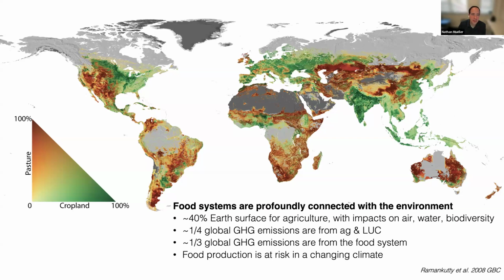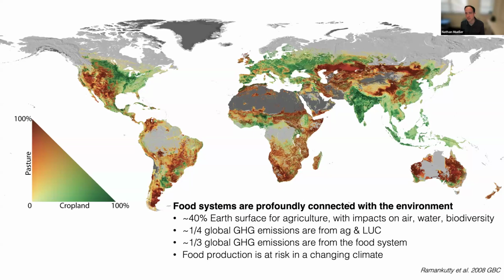Our food systems are really profoundly connected with the global environment. So as you can see here, for just the sheer spatial extent, we're using close to 40% of the Earth's surface for agriculture, with all sorts of impacts on air, water, and biodiversity. If we think more about the connections between food systems and climate, about a quarter of our global greenhouse gas emissions are from agriculture and land use change directly.